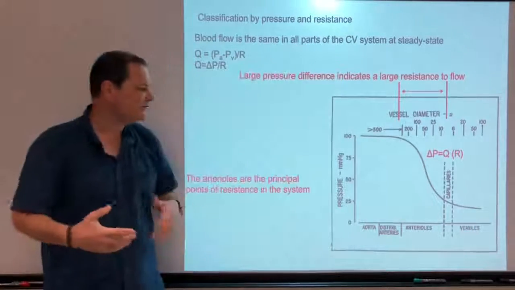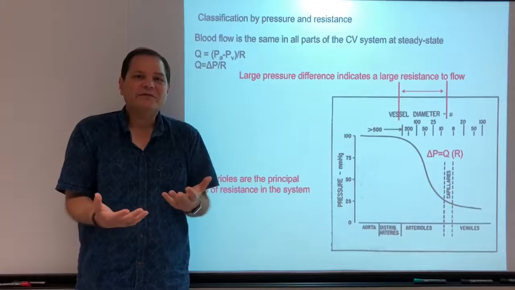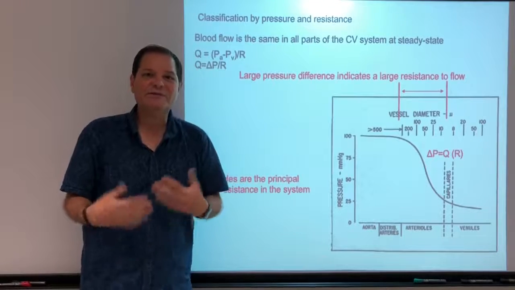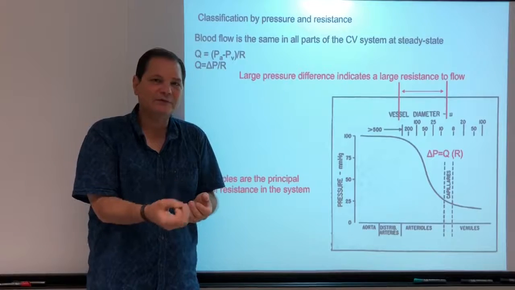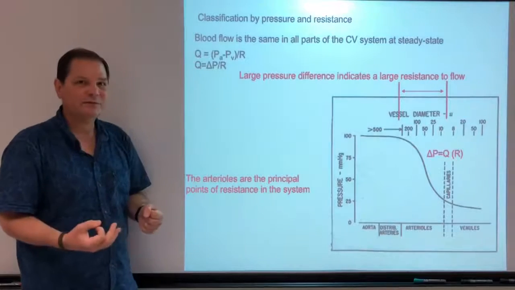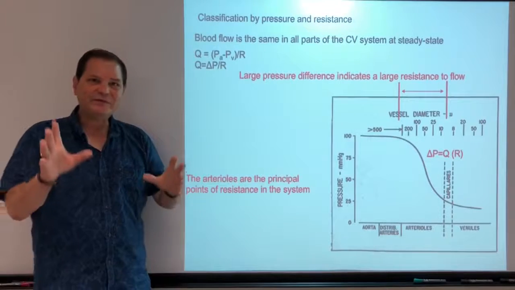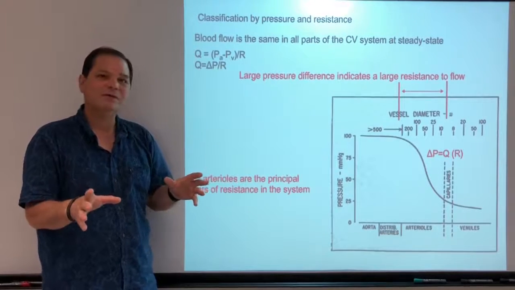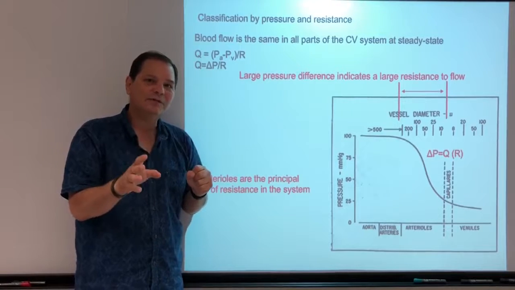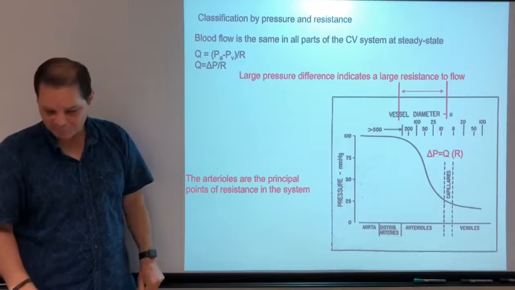So this tells us that most of the resistance in this system is coming from the arterioles. And when we change the resistance in the system, what we're really doing is constricting those arterioles. That's the compartment that counts, okay? So the resistance to flow is high in the arterioles, and that's where the regulation of flow takes place through any particular bed.